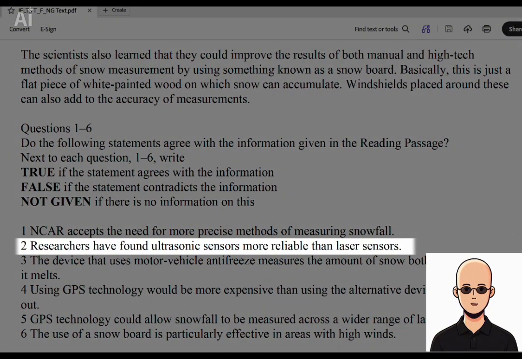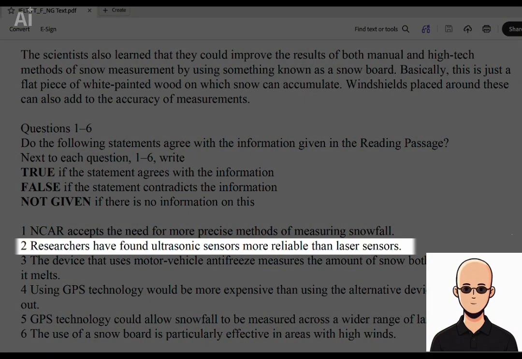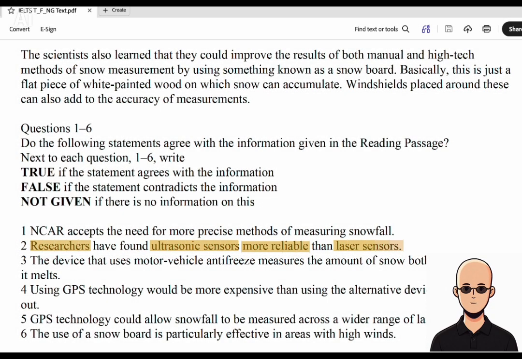Okay, on to the next question. Researchers have found ultrasonic sensors more reliable than laser sensors. Step 1, underline the keywords. Researchers, ultrasonic sensors, more reliable, laser sensors.